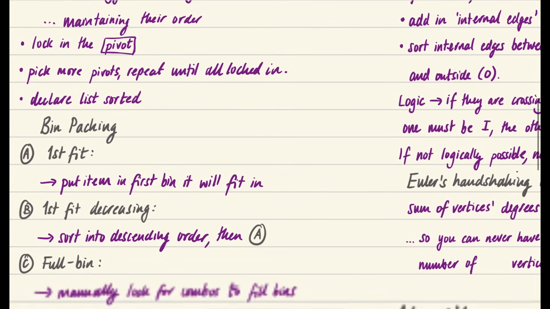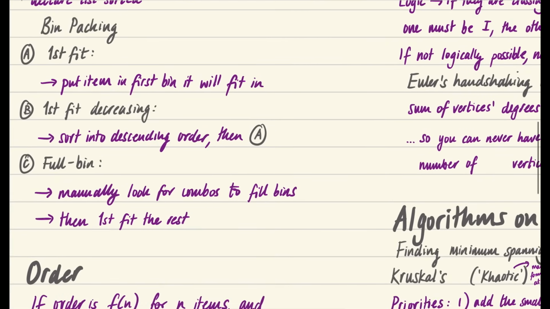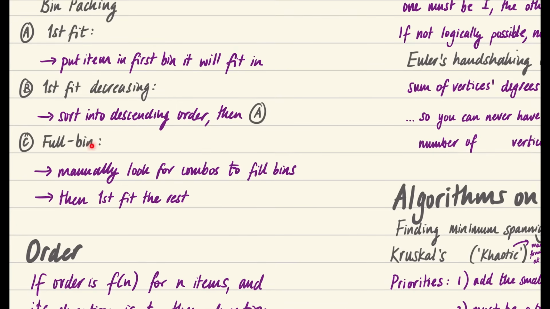Now, bin packing. First fit bin packing is the first type. That's literally you just find the first item in the list, you put it in the first bin that it will fit in. If it doesn't fit, go to the next bin. First fit decreasing is where you sort your original list into descending order first, and then you use the first fit algorithm from there. The third kind is the full bin packing algorithm. It's not really got an algorithm at all because you have to manually look for combinations to fill the bins, and then you can just use the first fit algorithm for the other ones that are left over.